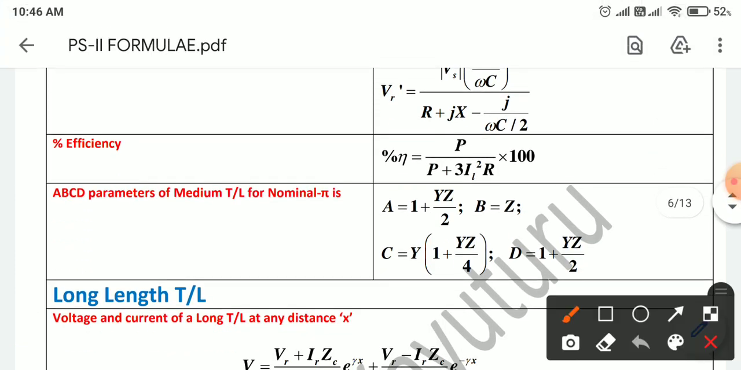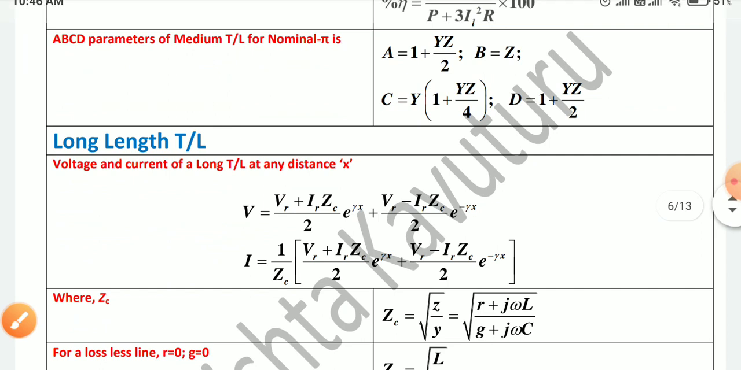Next, coming to the ABCD parameters for a medium transmission line, for nominal pi. A is equal to 1 plus YZ by 2, B is equal to Z, C is equal to Y into 1 plus YZ by 4, D is equal to 1 plus YZ by 2. So remembering these is very important for nominal pi and nominal T for a medium transmission line. Okay. Next, coming to a long transmission line.